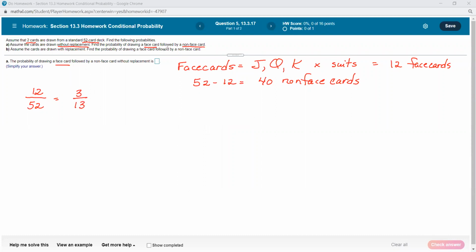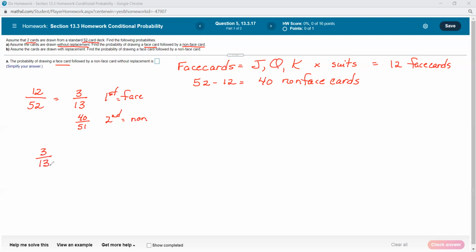The probability of drawing a face card and then a non-face card. So this is where the first is a face card. The second is going to be a non-face card. There are still 40 non-face cards left, but there's only 51 cards now. This fraction's not going to reduce. 40 divides by 2 and 5, neither of which will go into 51.